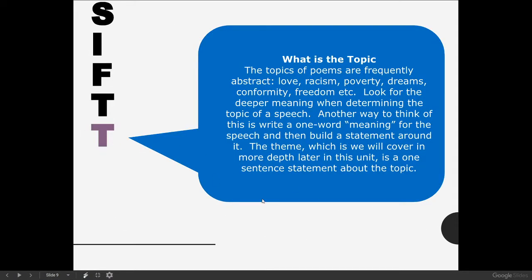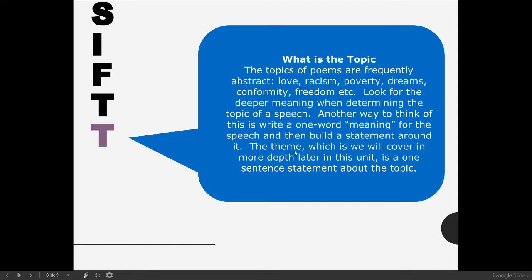Now that brings us to our last T, which is topic. A topic is a one-word phrase that describes what the poem is about on an abstract level. So for example, a topic to a poem can be love or racism or poverty or dreams or conformity or freedom, etc. We can look at these really abstract nouns and attach them to our poem to get more meaning out of it. We're looking for a one-word meaning for the poem.